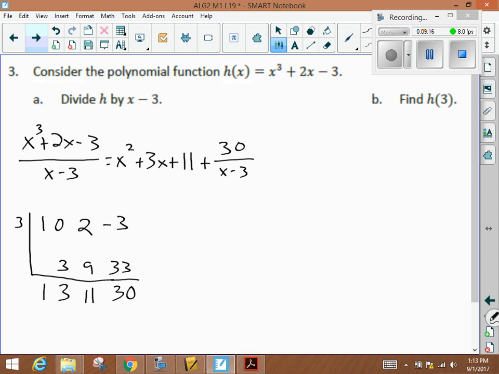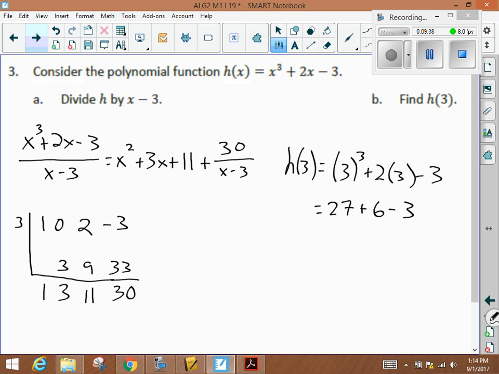Okay, here we go. So let's look at h of 3. That's going to be 3 to the third power plus 2 times 3 minus 3. And I'm actually just going to go ahead and work this thing out. That's 27 plus 6 minus 3. Which is indeed 30. Fantastic.